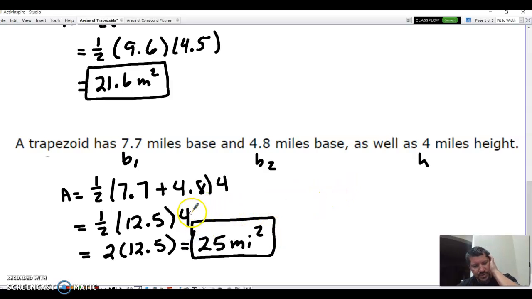Alright, you could use a calculator there if you want. Calculator on your phone will work fine. So that's areas of a trapezoid.